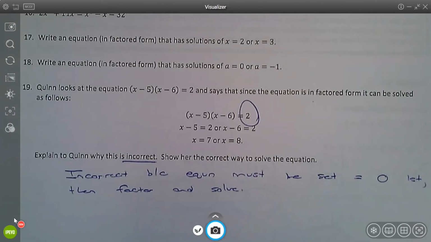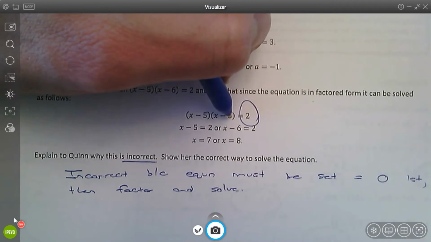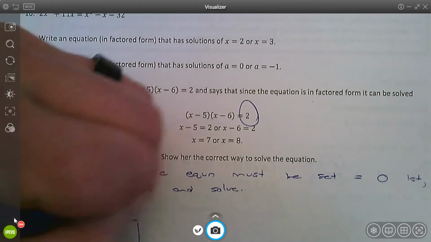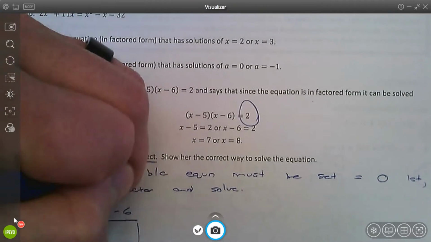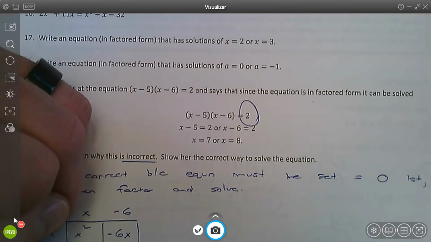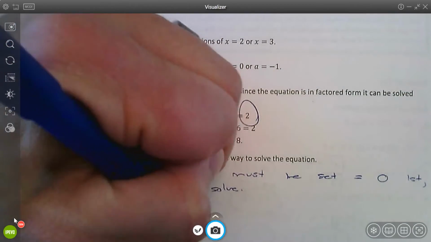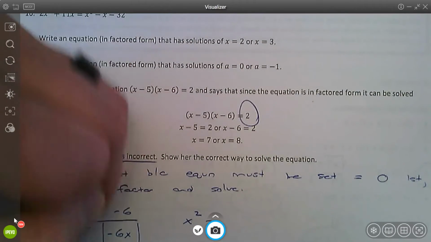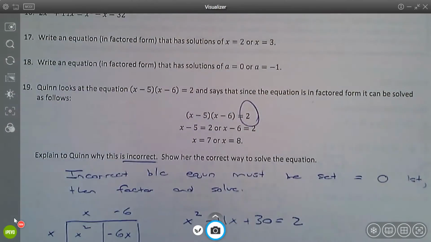So what we're going to do here to solve this equation, I have to multiply out this x minus 5 times the x minus 6. So I'm just going to use a Punnett square to do that. x minus 5, x minus 6, x times x is x squared. Negative 6 times x is negative 6x. Negative 5 times x is negative 5x. Negative 6 times negative 5 is positive 30. So I have x squared, negative 6 minus another 5 is negative 11x, plus 30 equals 2.